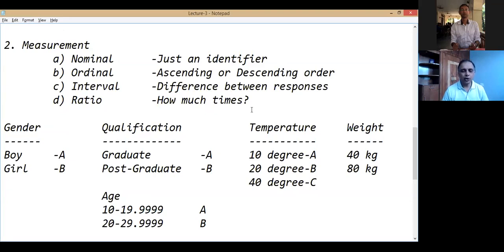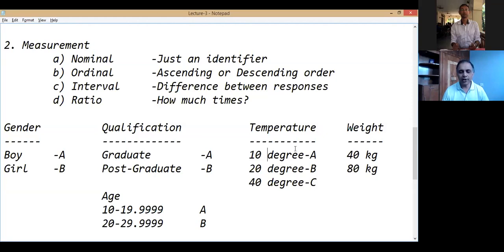So let's go ahead with the interval. In the interval, first thing, please note, in all the measurement, there is a property of the previous one. Like ordinal has all the property of nominal. I can say that A is a graduate. This is first which I got from this answer. And second, I can say B is more qualified than A.